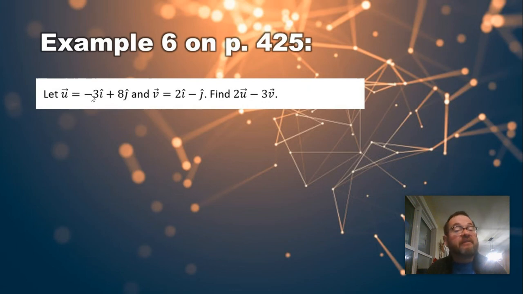Well, let's start that over. u equals -3i hat plus 8j hat, and v equals 2i hat minus j hat. That's asking you to find 2 times u minus 3 times v.